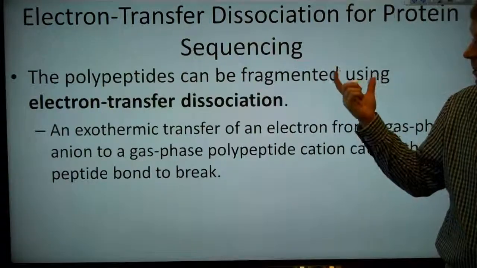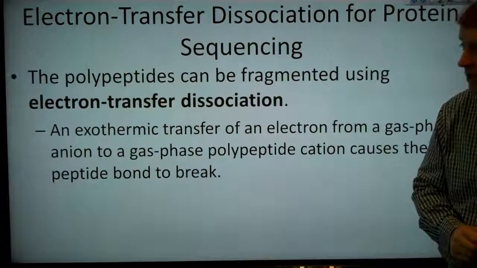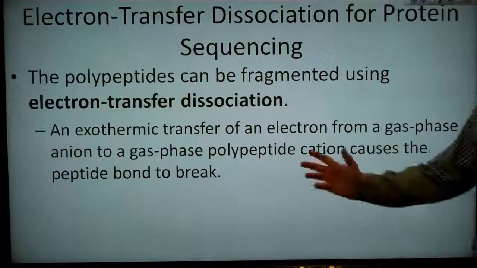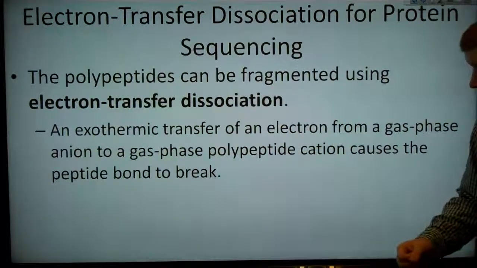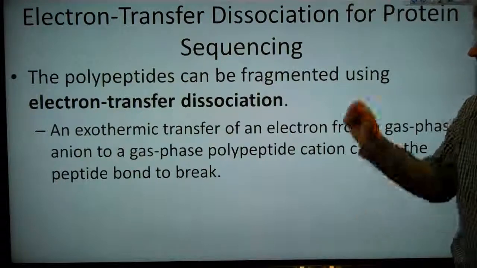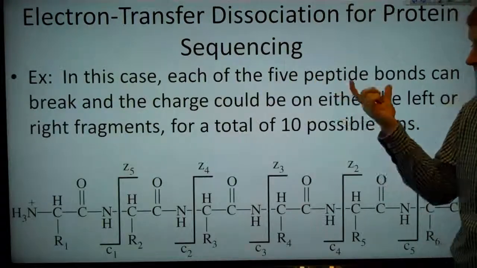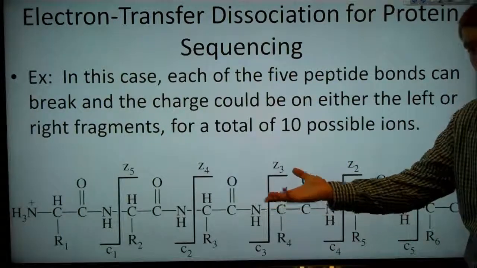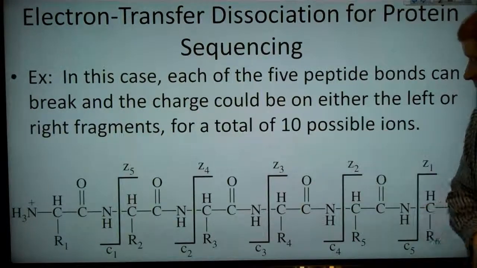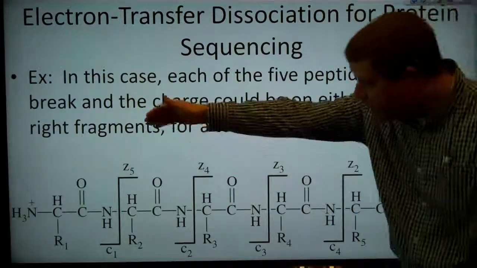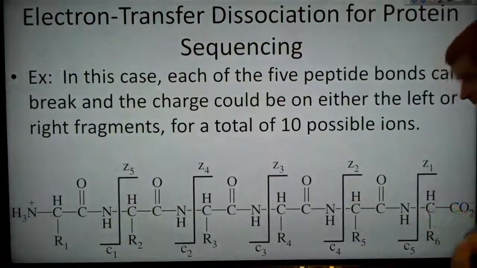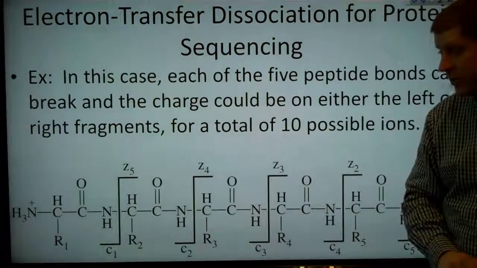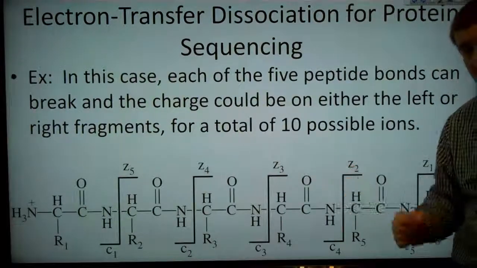And the polypeptides can be fragmented using electron-transfer dissociation. So an exothermic transfer of an electron from a gas phase anion to a gas phase polypeptide cation causes the peptide bond to break. For example, in this case, each of our 5 peptide bonds can break, and the charge could be on either the left fragment or the right fragment, and this gives us then a total of 10 possible ions. So you've got here bond 1, 2, 3, 4, 5, and that charge could be on either the left side or the right side after the bond gets broken. That gives us 10 possible ions.